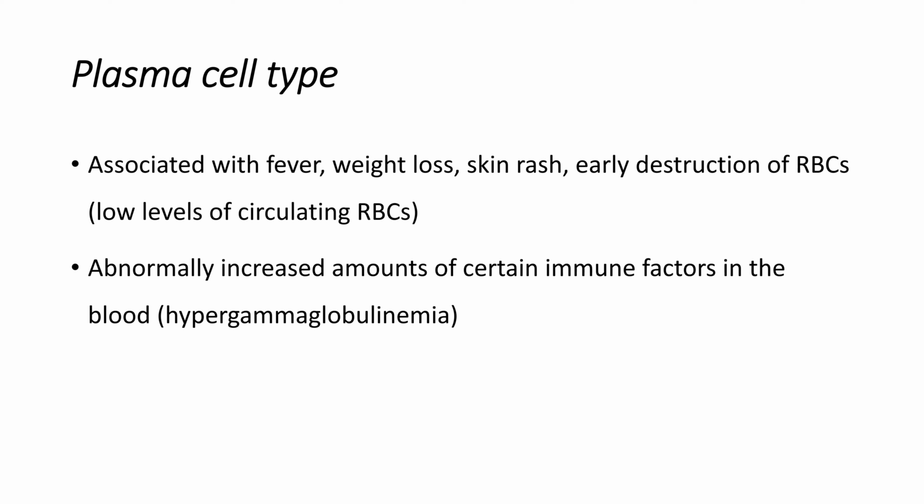The second variant is plasma cell type, which is associated with fever, weight loss, skin rash, early destruction of RBCs, that is low levels of circulating RBCs, which is known as hemolytic anemia, and abnormally increased amounts of certain immune factors in the blood, which is known as hypergammaglobulinemia.